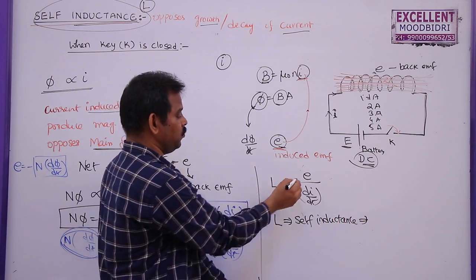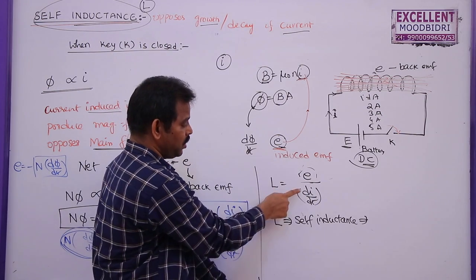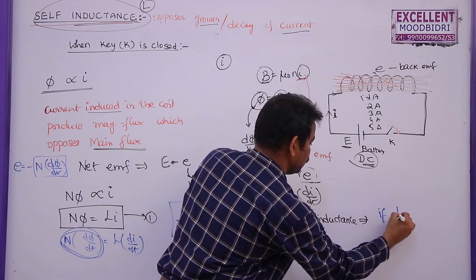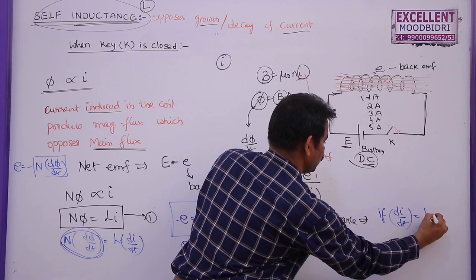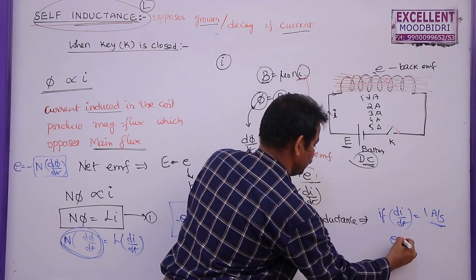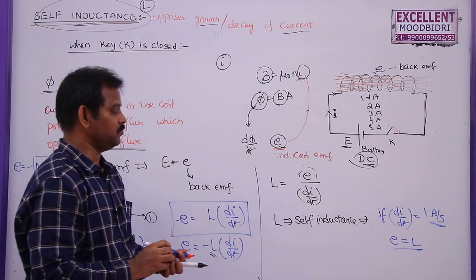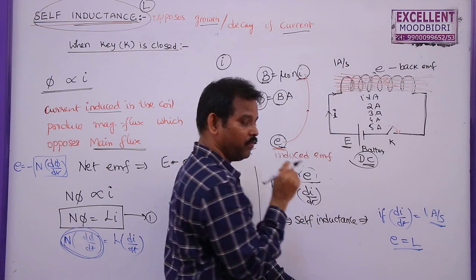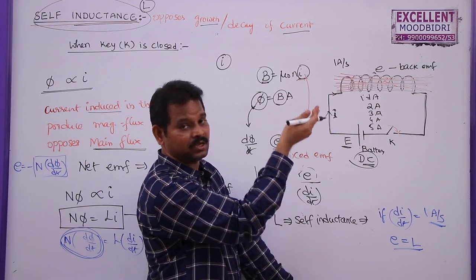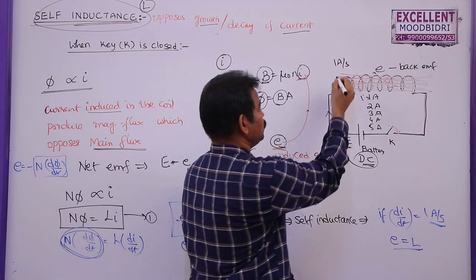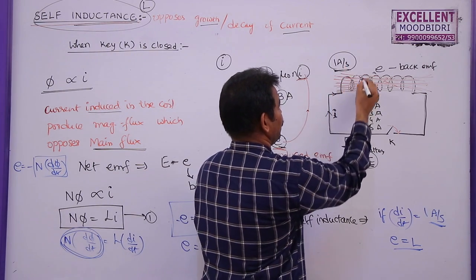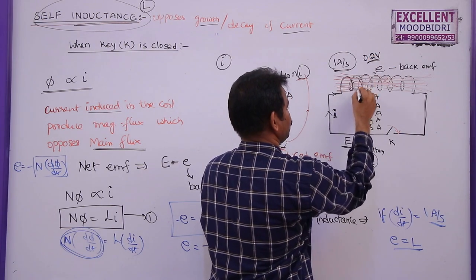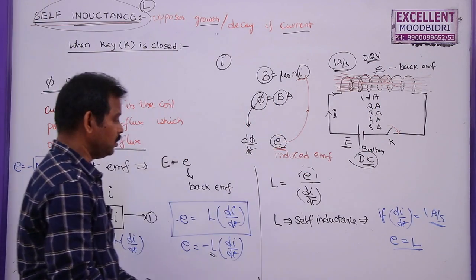This is the amount of EMF induced in a coil when the rate of change of current is exactly equal to 1 ampere per second. So if di by dt is equal to 1 ampere per second, then the EMF induced is called self-inductance of the coil. Let us say the current through this one is changing at 1 ampere per second, increasing or decreasing. That's why I am telling changing. So if 1 ampere current is changing each second, let us say 0.2 volts is induced in this one, then the self-inductance of this coil is 0.2. But what is the unit of this one?